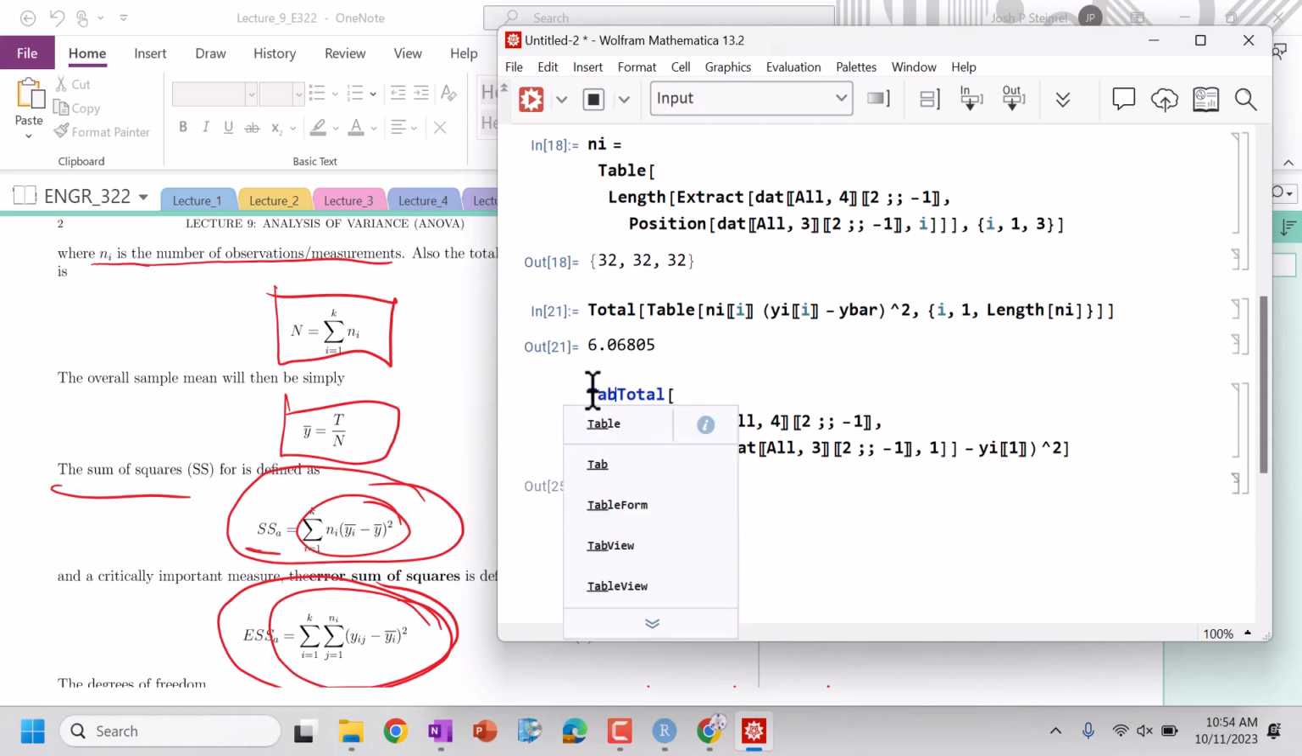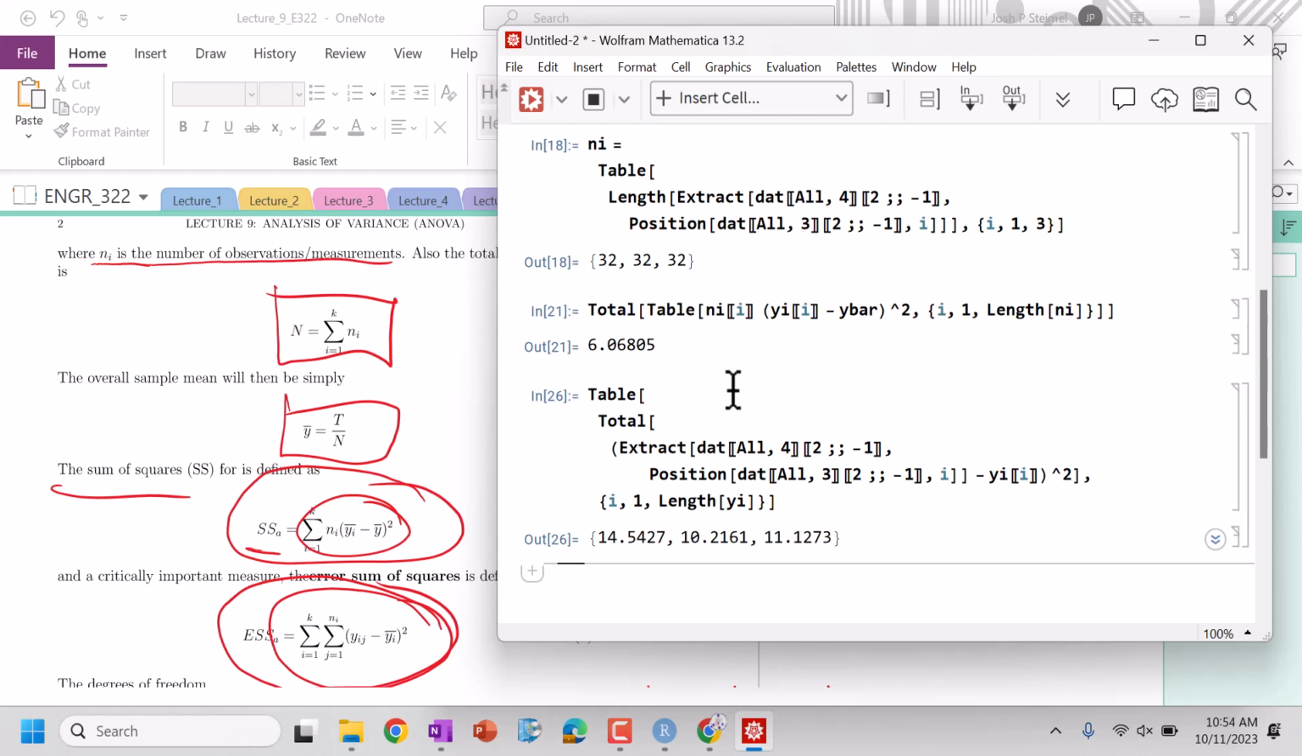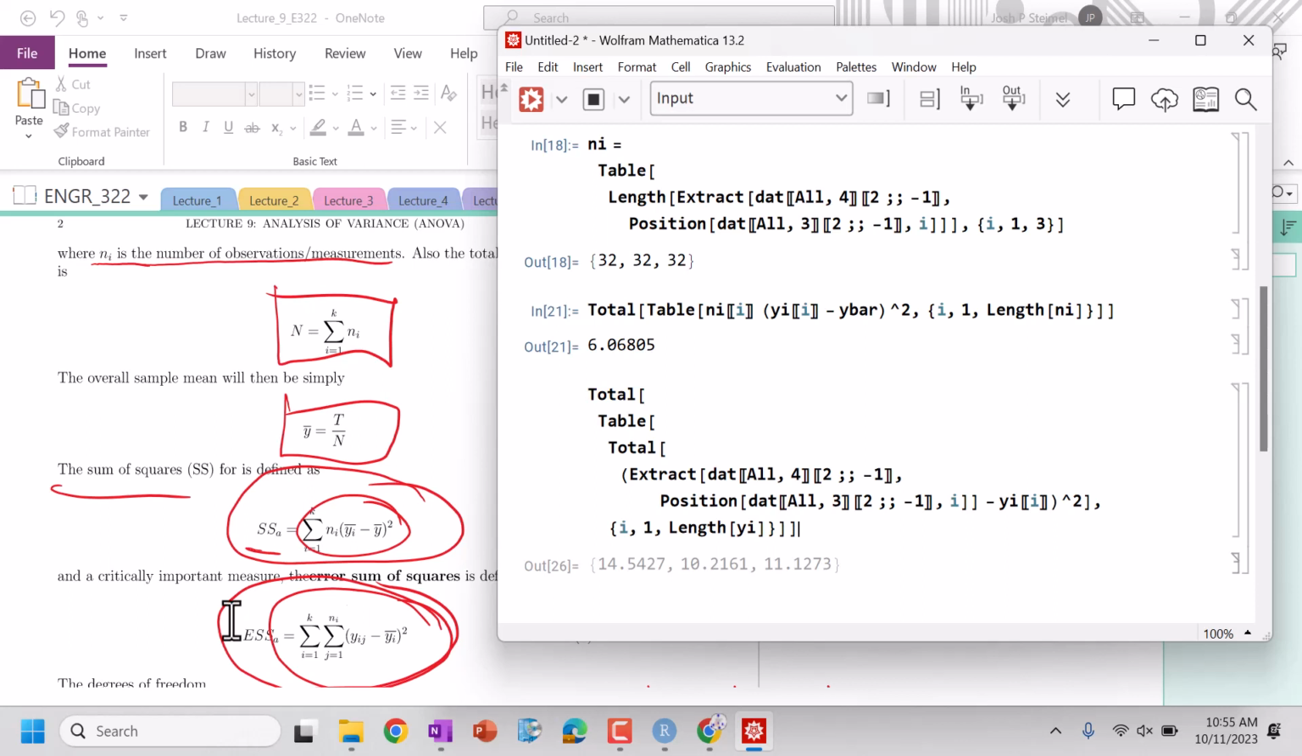And then I need to do a table, because now we need to do that for each of the conditions, where i goes from 1 to length of y sub i. And then now I need to do a total of the other sum. So again, I'm going to take each of j, look at condition 1, and then look at each of the individual values for that one condition, and then do it for all of my individual data points. But hopefully you get the picture.